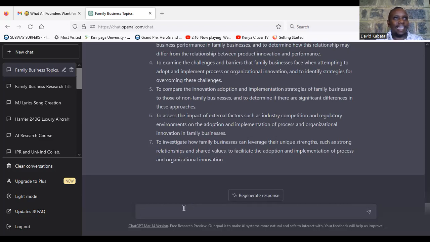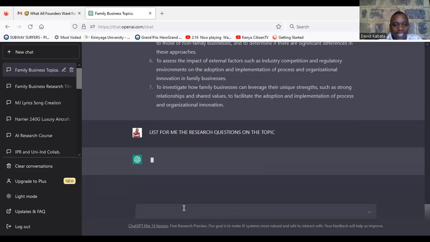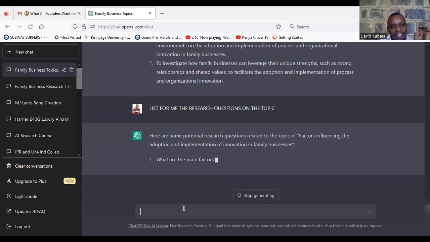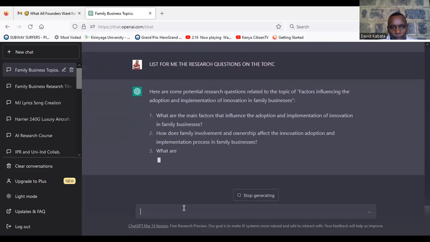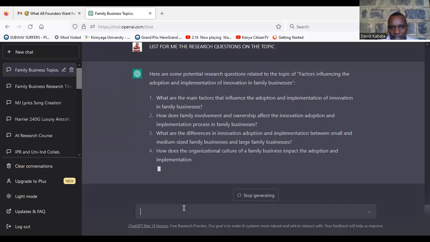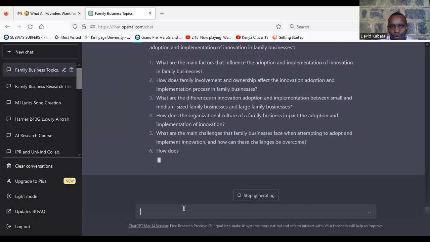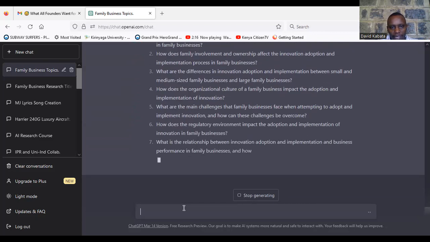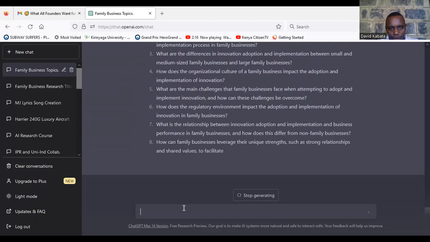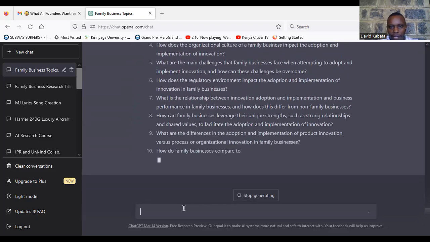Now, because I have the objectives, I prompt it to list for me the research questions on the topic. Let me see whether I can get some research questions for that topic. Remember, I started with a topic. I chose the topic, I looked for the papers, then objectives, then I'm looking for the research questions. What are the main factors that influence the adoption and implementation? How does family involvement and ownership affect it? Very good research questions that I can choose from when I'm writing my paper. Very many, very good ones, and I can choose from, what is the difference in the adoption of implementation of. So I have about 10 research questions to choose from.